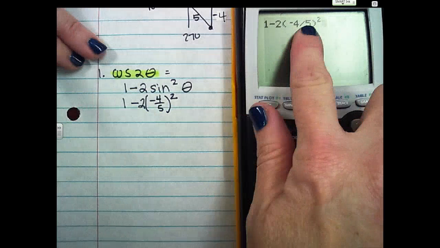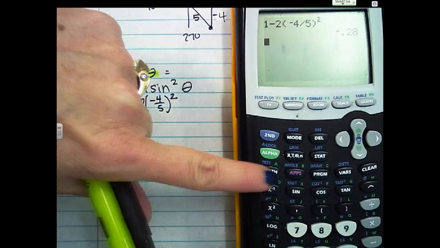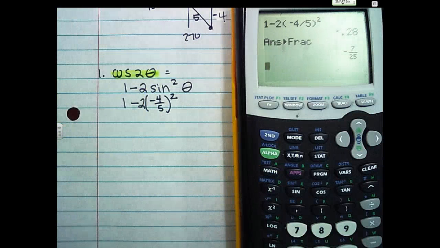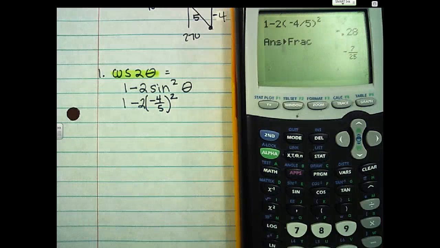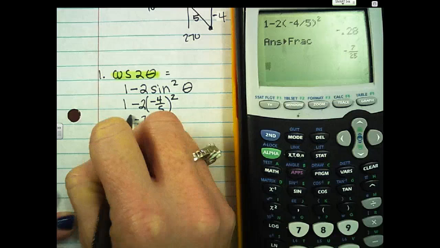You can have it look like this, 1 minus 2. That's one way to do it. You hit enter, and then do math, enter, enter, and you should get -7 over 25. Okay? All right, let's try the next one.